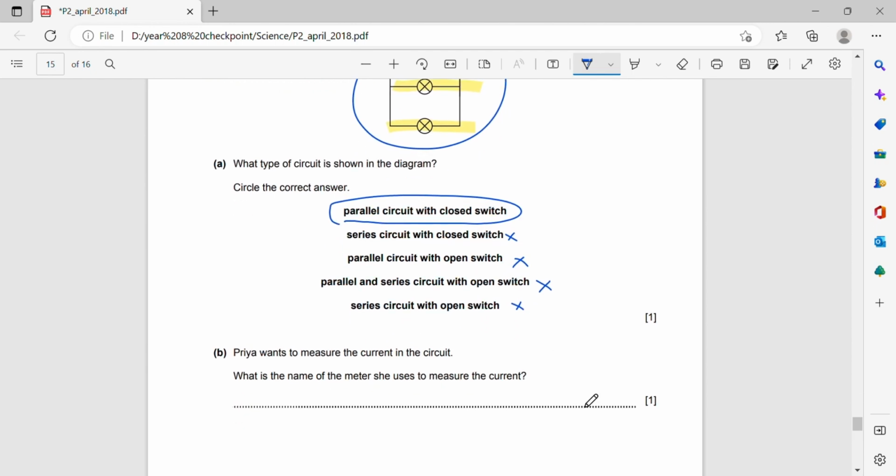Priya wants to measure the current in the circuit. The name of the meter used. We know the name of the meter used. To measure the current, the meter.